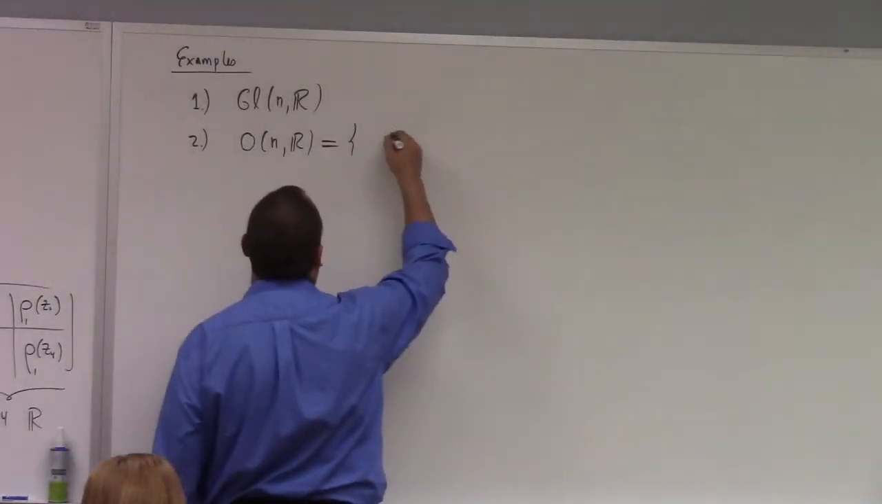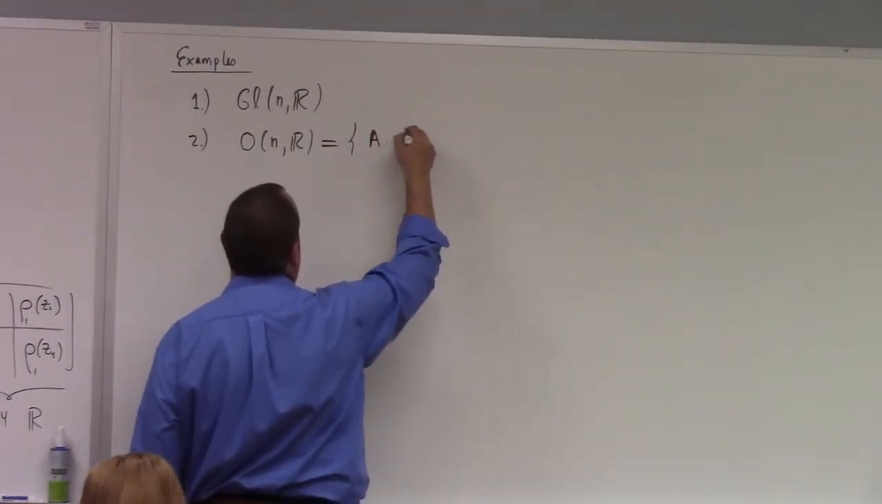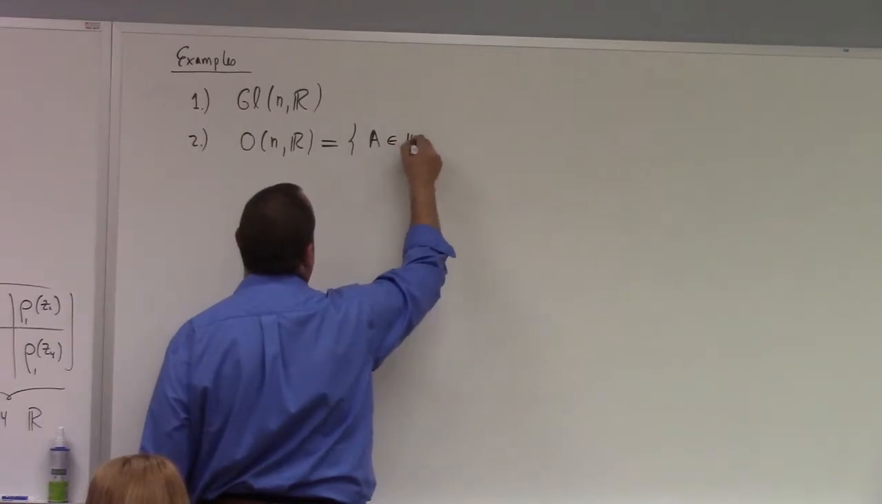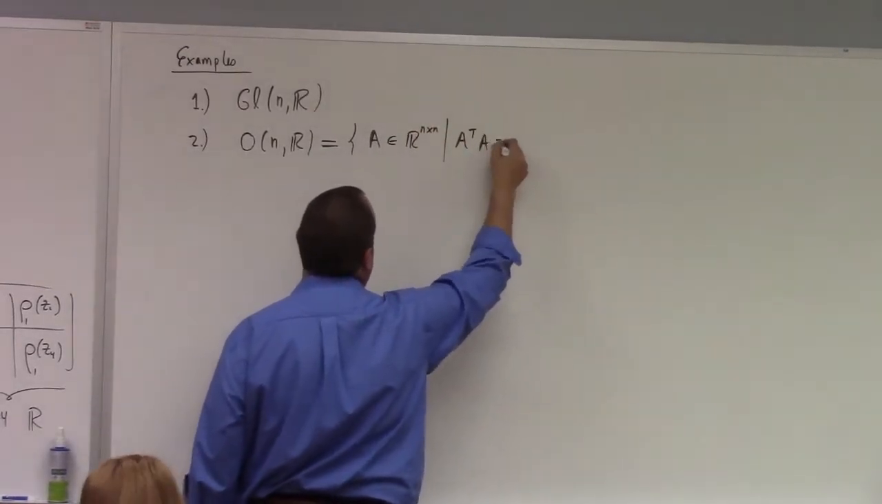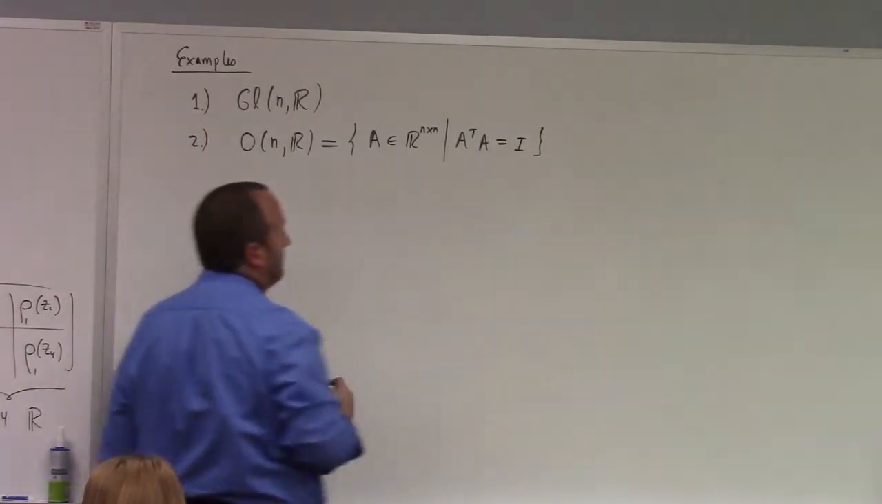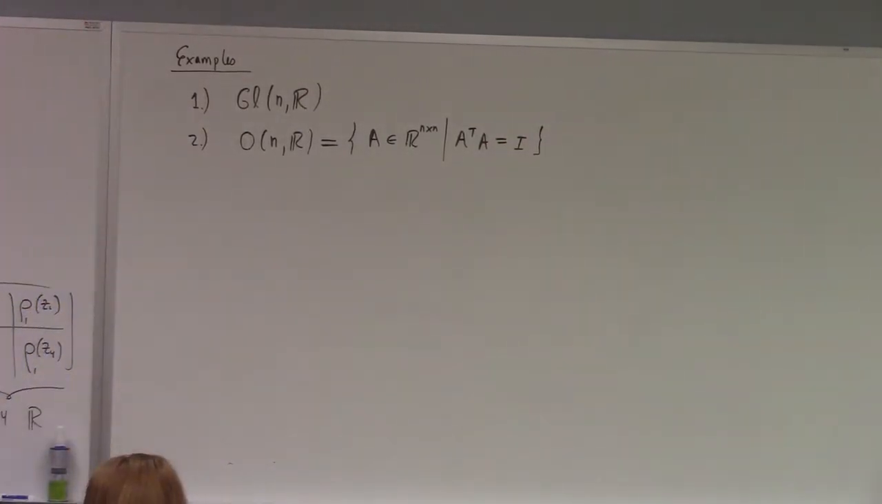What did that look like? That was A in R^(n by n) such that A transpose A equals the identity. This was the set of orthogonal matrices, right? I think we've proved this was a group. You could prove it was a group. This would be a friendly final exam question, would it not? Subspace test, pretty straightforward. Not that bad.